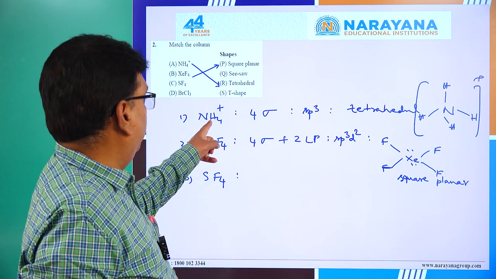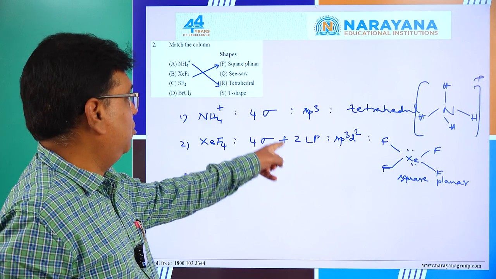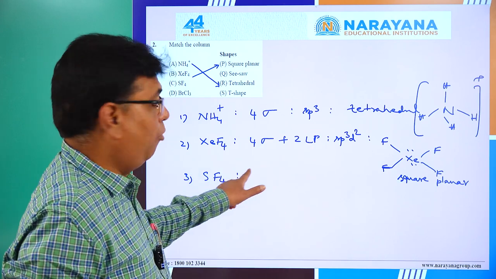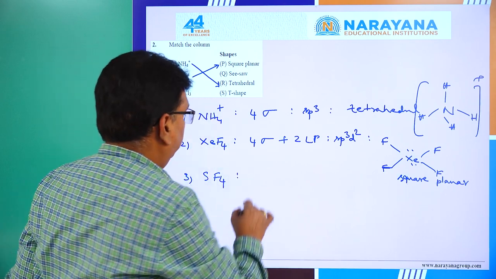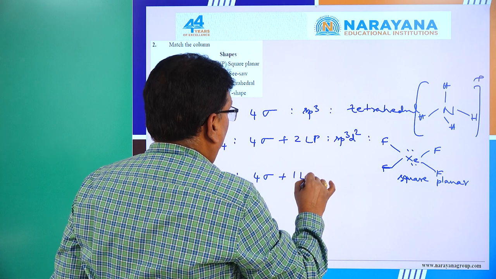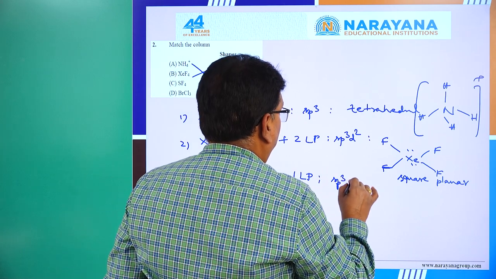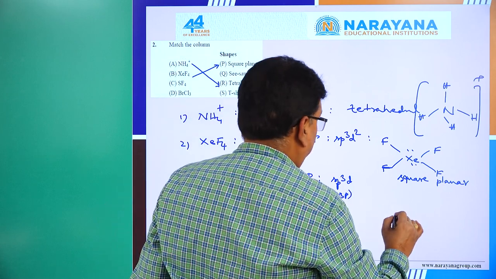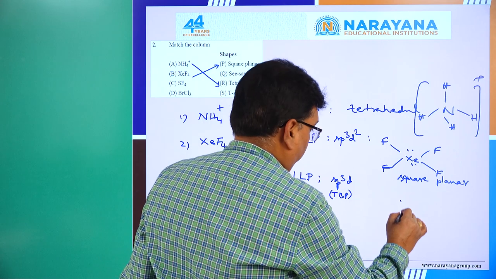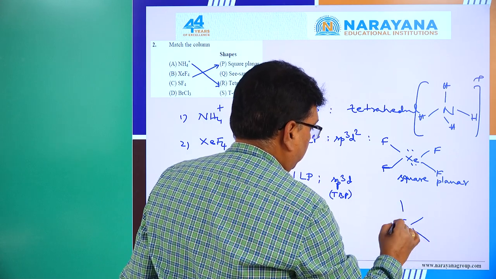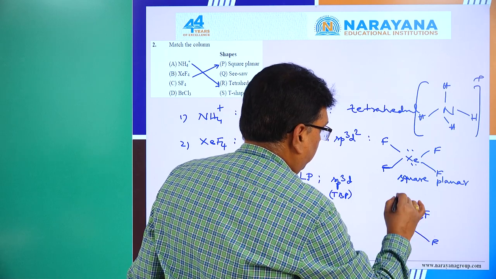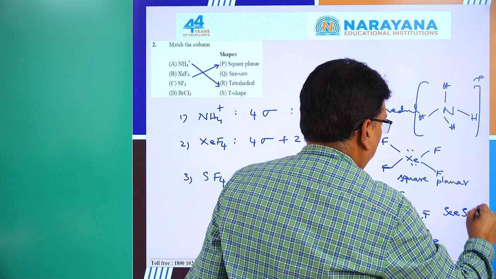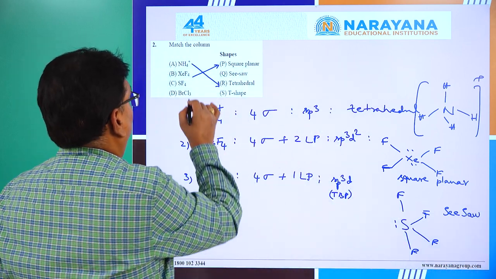So XeF4 is square planar, right? Third one, SF4. In SF4 again you have one good advantage: all the given species have 4 sigma bonds. The difference is only the lone pairs. Here there is no lone pair, there you have 2 lone pairs. Now sulfur is 16th group, 6 electrons in the valence shell, 4 are paired, 2 are left, 2 means 1 lone pair. So 4 sigma plus 1 lone pair, that is sp3d. The geometry is trigonal bipyramidal, TBP, but when it comes to shape, it will be sulfur, 4 fluorines, 1 lone pair. This is what we call seesaw, right? So SF4 is seesaw.